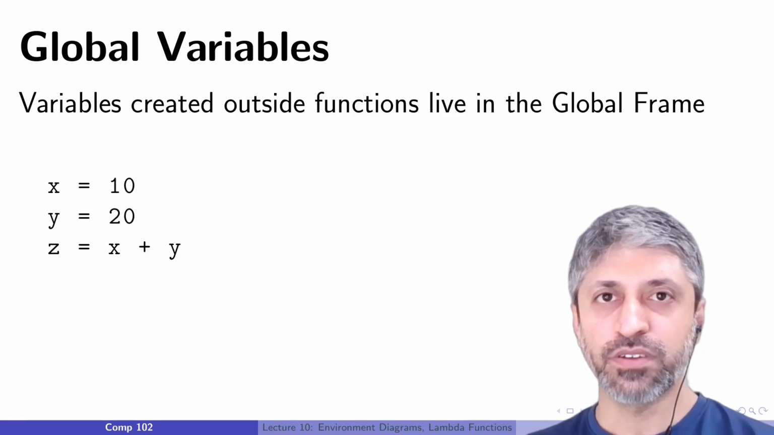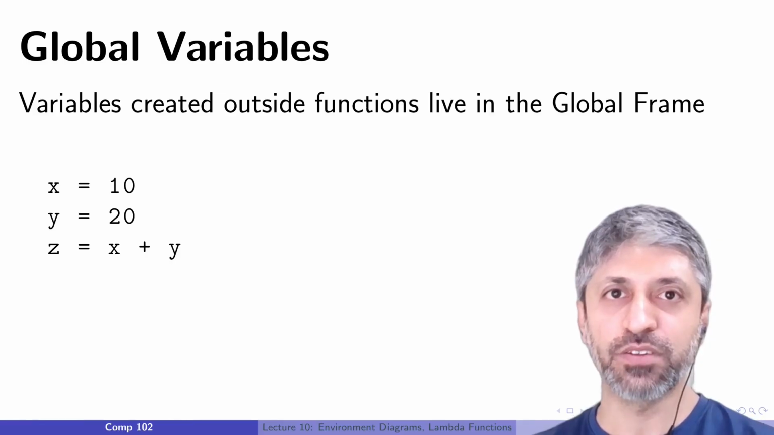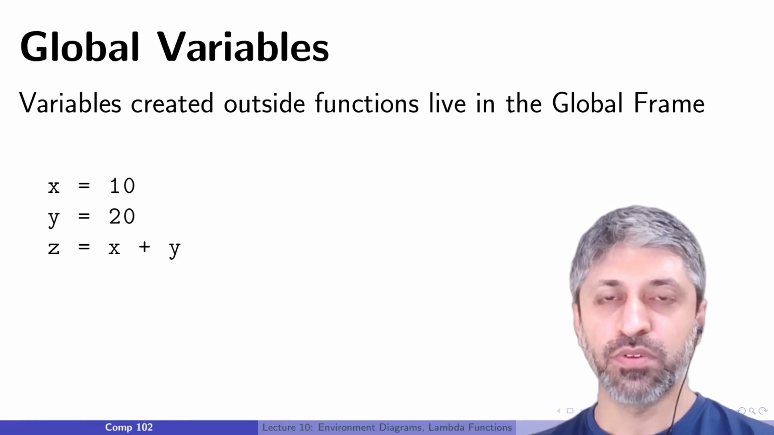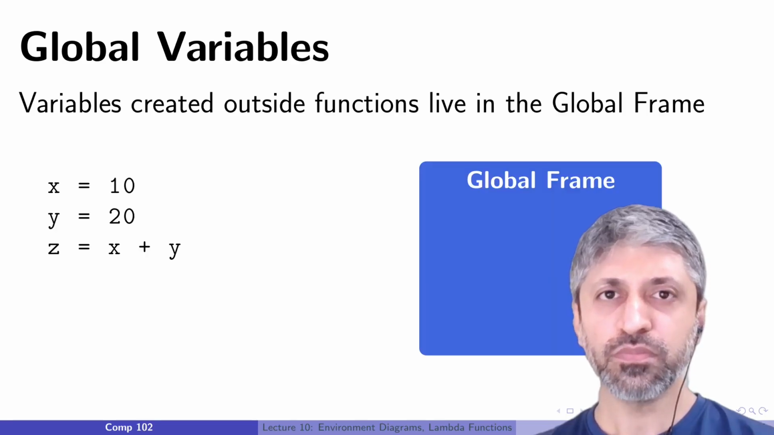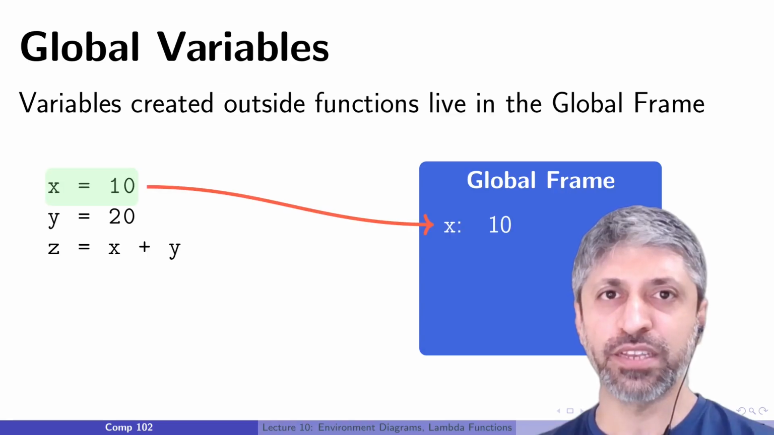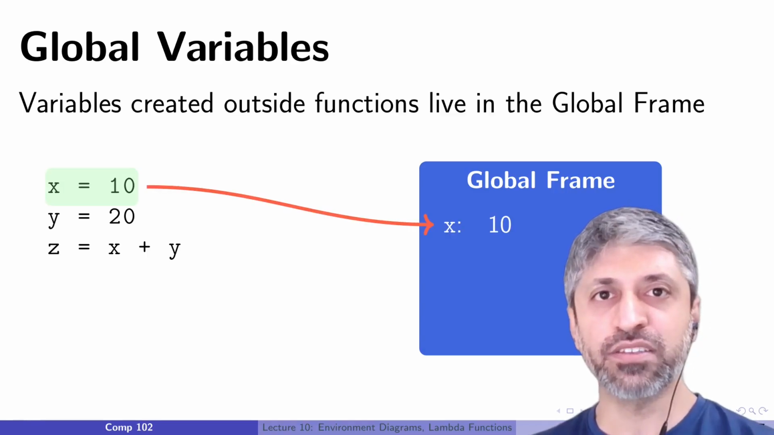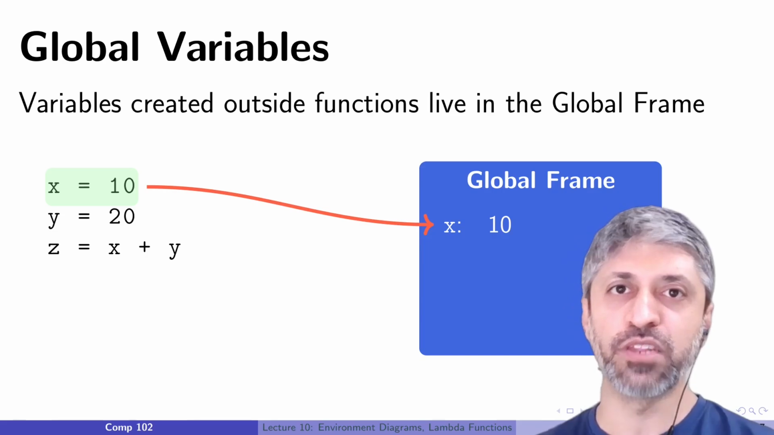So let's start with something simple. Three lines of code, no functions at all. When your program runs, it creates something called a global frame. And then it sees your first instruction, x equals 10. It puts x in the global frame, a variable with a value of 10.